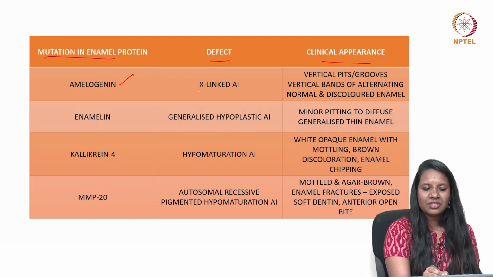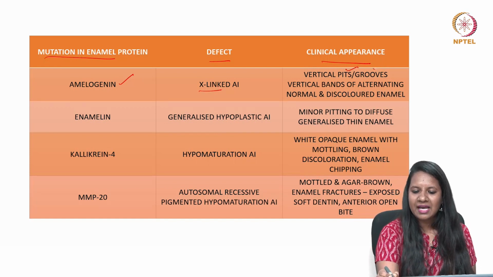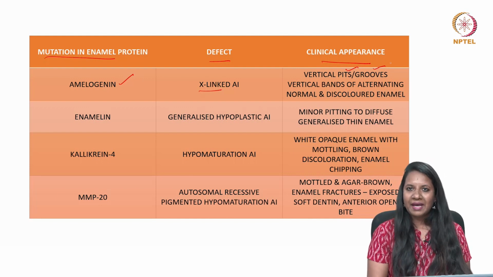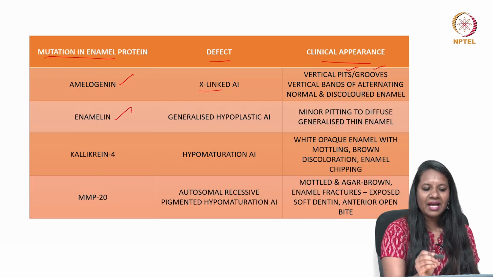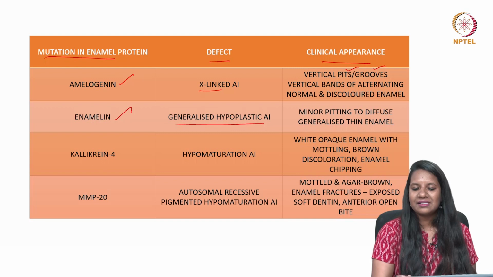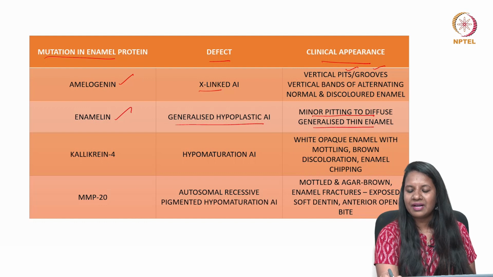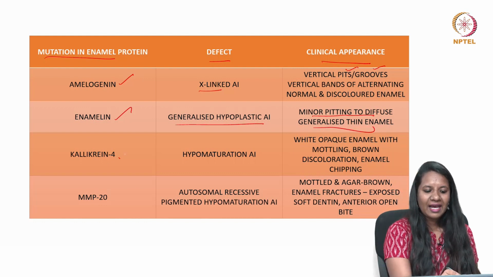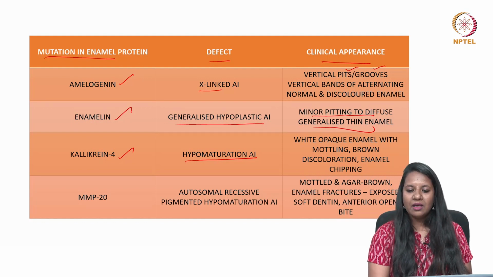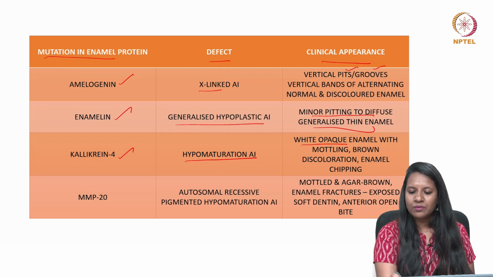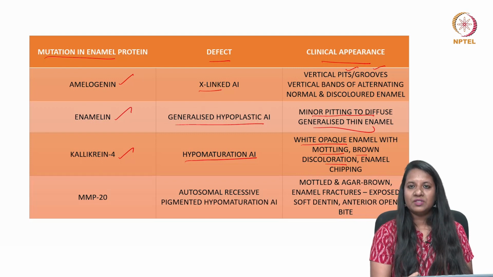Amelogenin, as I already mentioned, leads to X-linked amelogenesis imperfecta, which will have vertical pits and grooves, and there will be vertical bands of alternating normal and abnormal enamel. Then moving to enamelin. Enamelin leads to generalized hypoplastic amelogenesis imperfecta, where there will be minor pitting to diffuse generalized thin enamel. Then moving to kallikrein 4. That leads to hypomaturation amelogenesis imperfecta, where the enamel will be white opaque with mottling, or they have brownish discoloration, and there will be regular chances of enamel chipping.